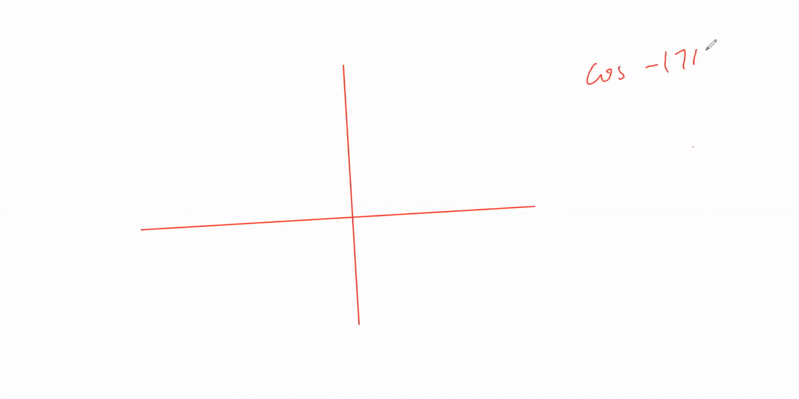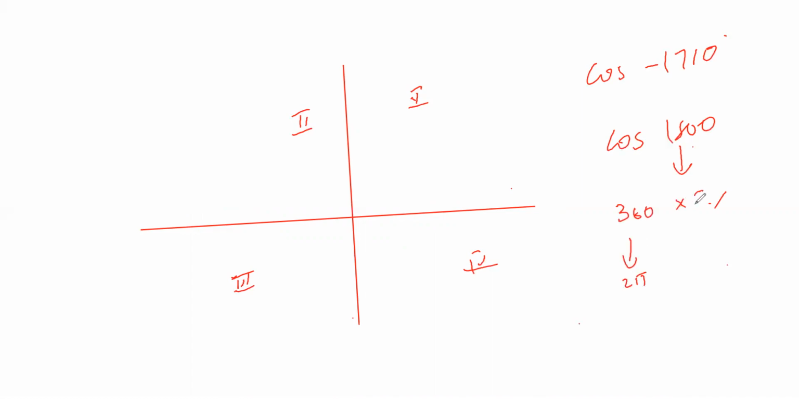Cos of minus 1710, correct? First quadrant, second quadrant, third quadrant, fourth quadrant. So normally if it is cos 1800, 1800 is what? 360. 360 is nothing but our 2 pi, correct? Into 5 times. So it will go like this, correct? Ultimately it will end up here. Which one? 1800 degree, correct? 1800 degree will end up here.